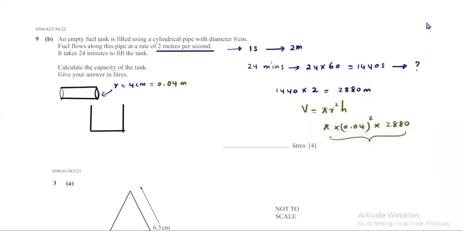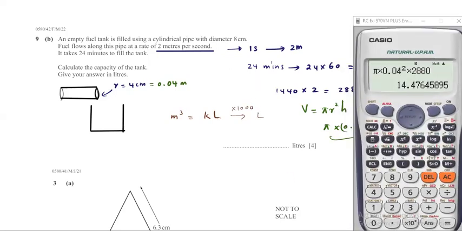Now, previously we discussed that there is a relationship between cubic meters and kiloliters, that is, they both are equal, which means the answer that I get here can be converted to kiloliters. Then again, if I'm to convert it into liters, then I will have to times it by 1,000. That's what we are supposed to do, which means this answer that I got here is 14.476.